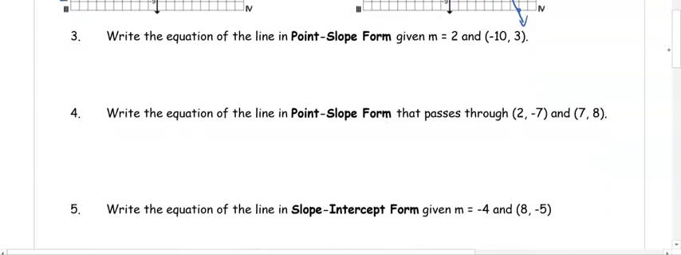Number 3, write the equation in point slope form given the slope is 2 and the point (-10, 3). Remember that point slope form is y minus y1 equals m times x minus x1. So we're just going to substitute. So we would have y minus 3 equals 2 times x plus 10.